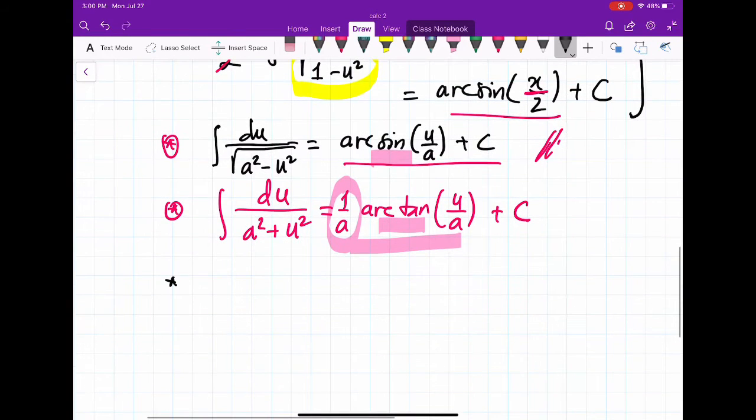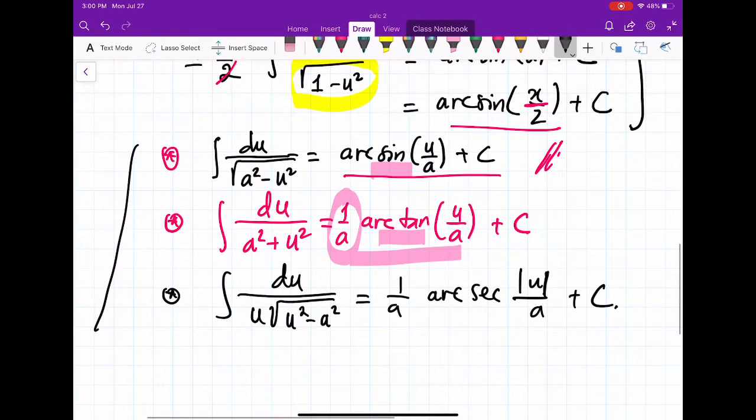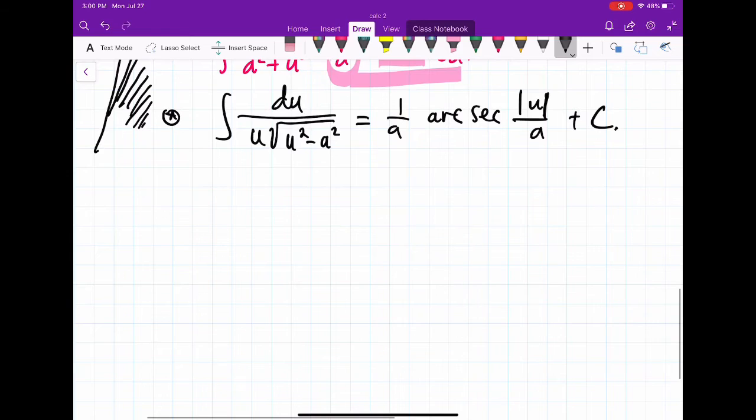One more formula is du over u square root of u squared minus a squared is 1 over a arc secant of absolute u over a plus c. So we need to memorize this. Okay, copy all these formulas in the formula sheet. All right.